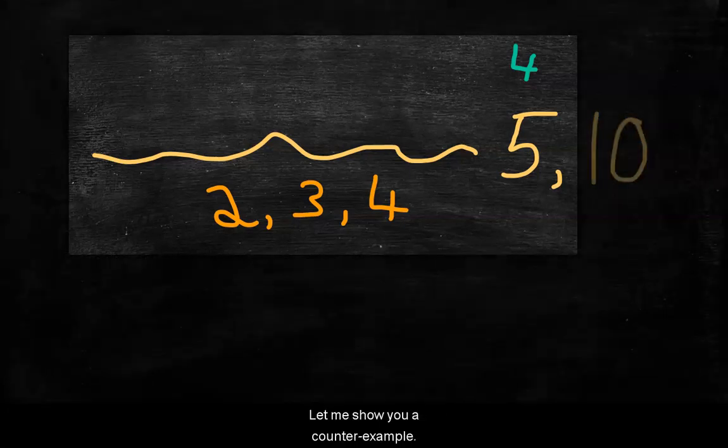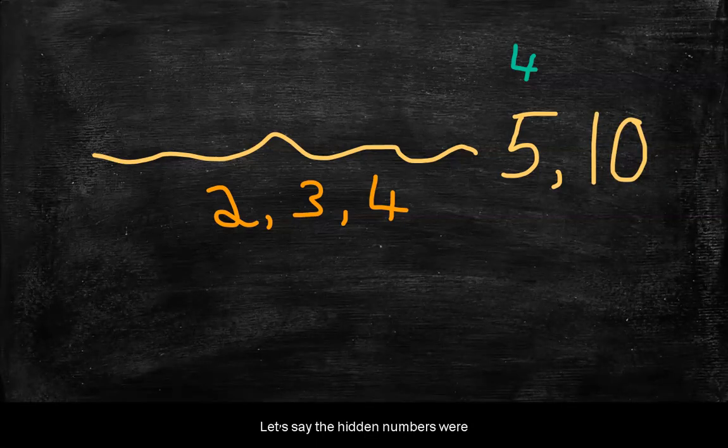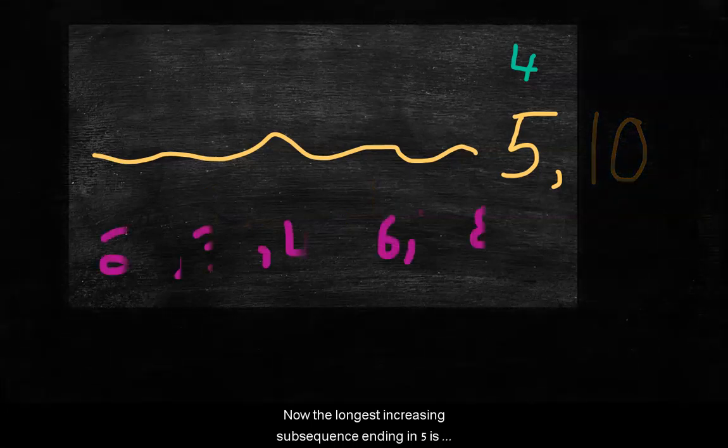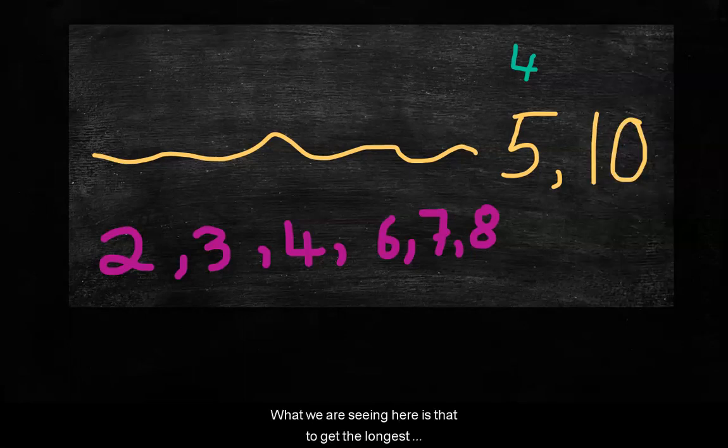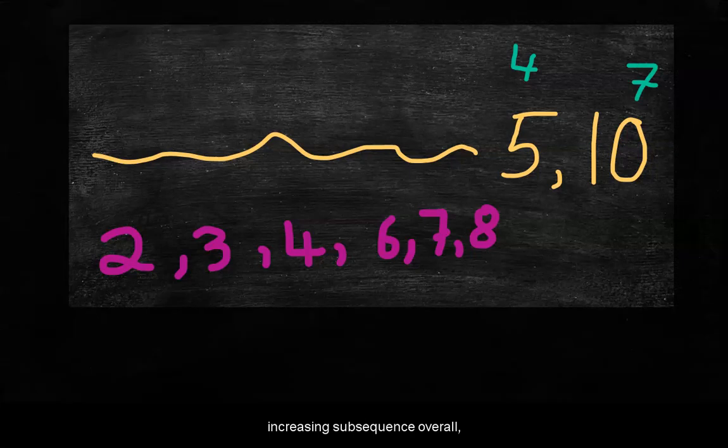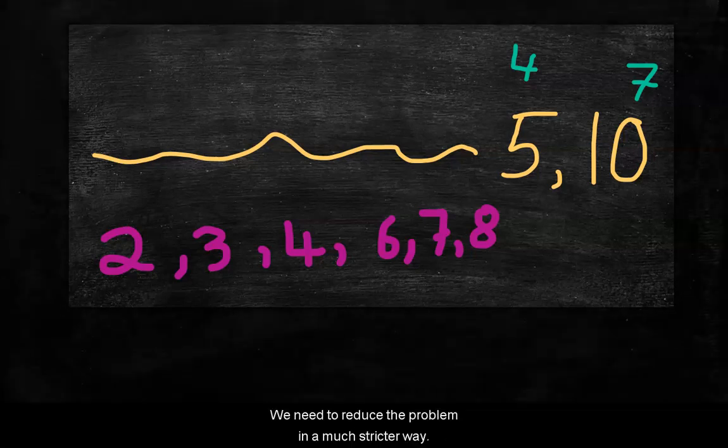Let me show you a counterexample. Let's say the hidden numbers were 2, 3, 4, 6, 7, and 8. Now the longest increasing subsequence ending in 5 is still 4 numbers long, but the longest increasing subsequence ending in 10 is 7 numbers long. What we are seeing here is that to get the longest increasing subsequence overall, it's not enough to reduce your problem by 1 element. We need to reduce the problem in a much stricter way.